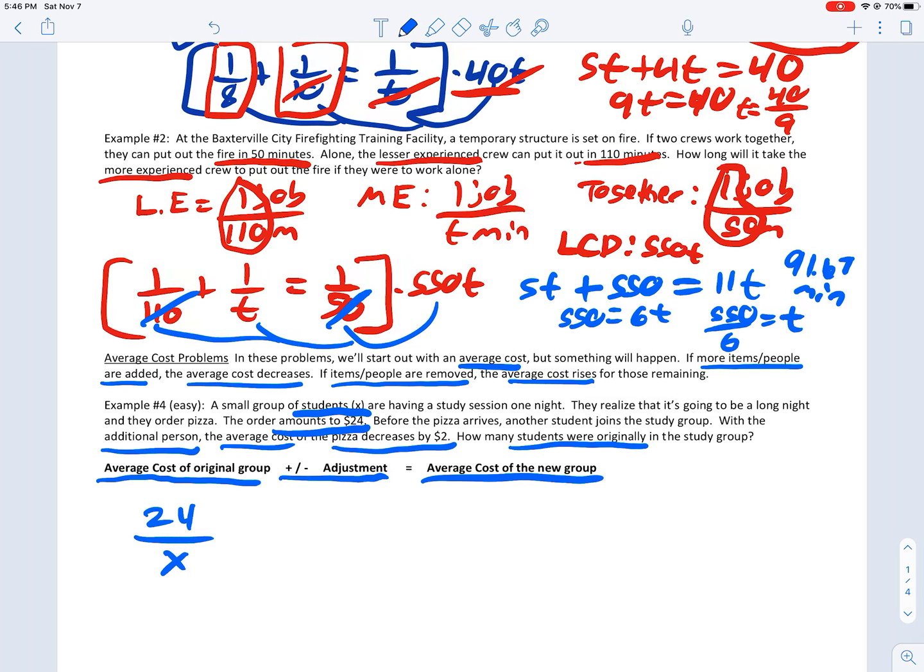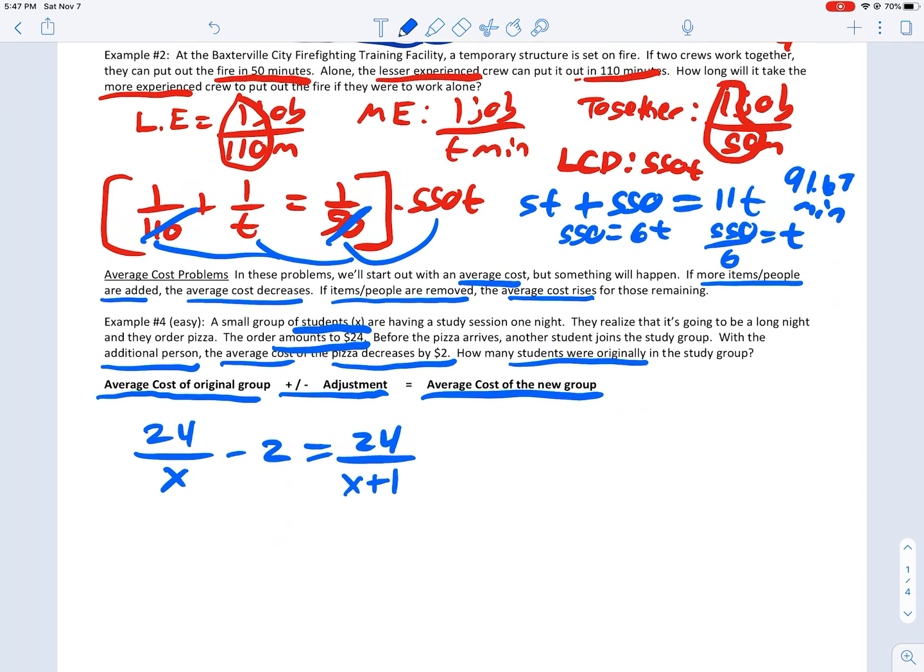But then you have that friend who always comes late to everything. So now that person shows up. So then you're going to pay $2 less because the price is decreasing. So now the pizza is still $24, right? It's not changing just because someone else came. The pizza company is still charging you $24. But now you're dividing it by x plus 1 because you have one extra person. And I don't know how many people we started with. That's what I'm trying to solve for.